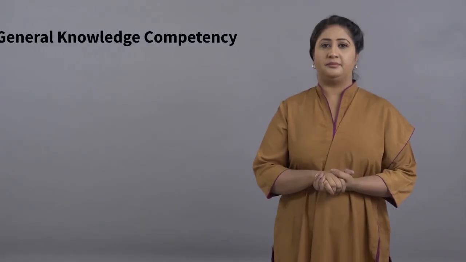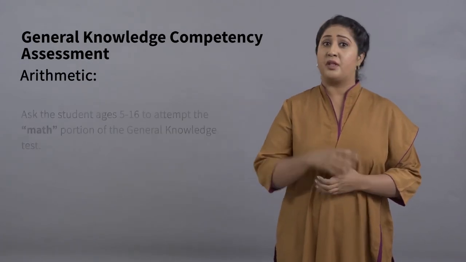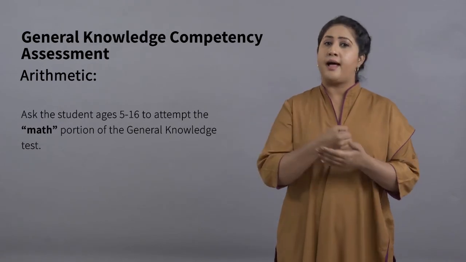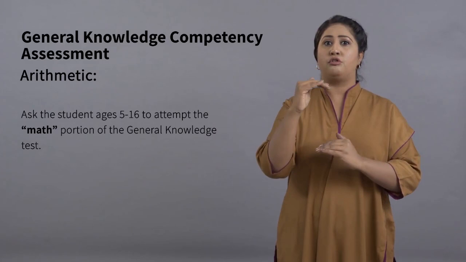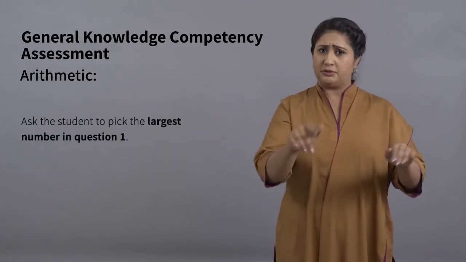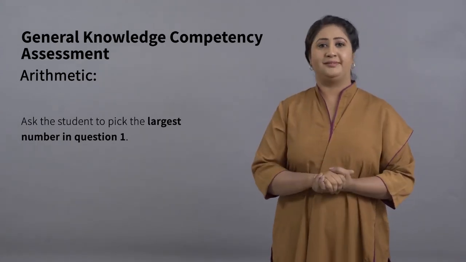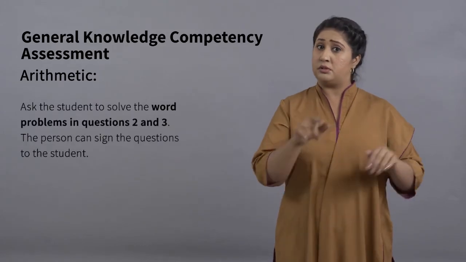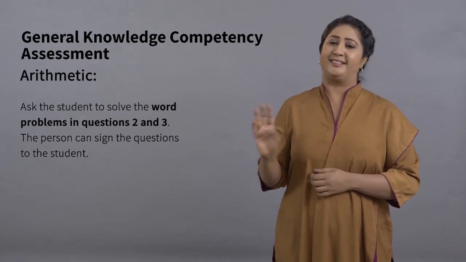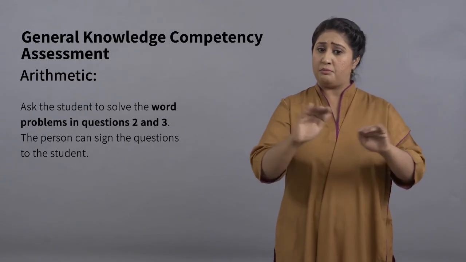General Knowledge Competency Assessment, Arithmetic. Ask the student, ages 5 to 16, to attempt the math portion of the General Knowledge test. Ask the student to pick the largest number in question 1. Ask the student to solve the word problems in question 2 and 3. The person can sign the questions to the student.